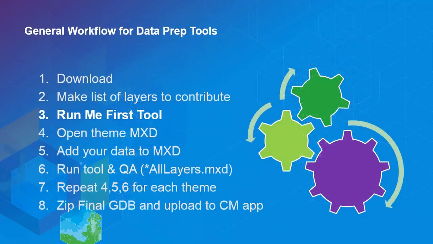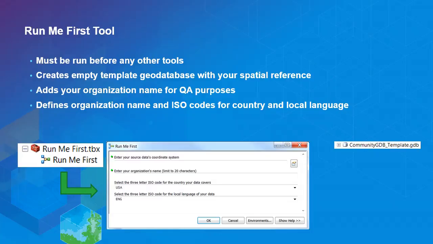Now, once you are ready to run the tools, there's a run me first tool. And it's pretty important you have to run it first. You only have to run it once, but you run it first. And what it does is it will create a template geodatabase based on your coordinate system. So the data you provide to us will actually be in your local coordinate system. And there's no way that we could have created a set of tools for everybody's coordinate system. It would have just been a nightmare. So this tool will ask you for your organization name, and it will ask you for your coordinate system. And it will use that to produce a template. And that's what the rest of the tools actually use.